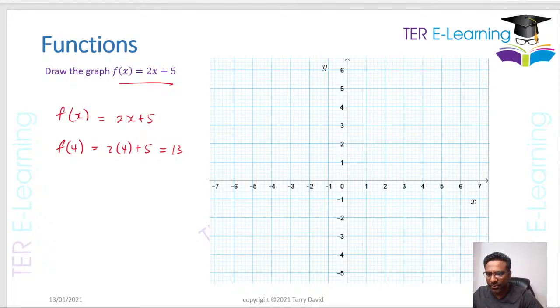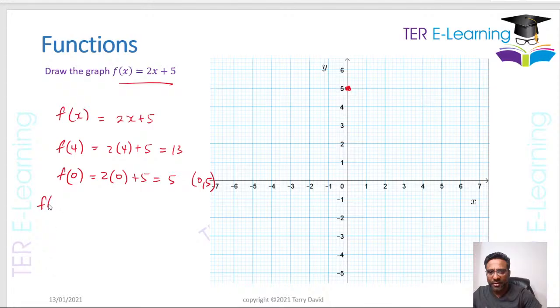Just now, I feel I copied the wrong one. Alright, let's plug f of 0 into it. So f of 0 is going to be 2 by 0 plus 5, and that's going to give me 5. So that gives me a coordinate of 0, 5. That's what that does. So 0, 5 is actually this point here.